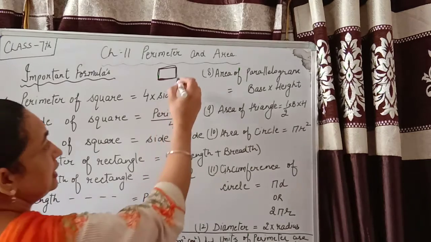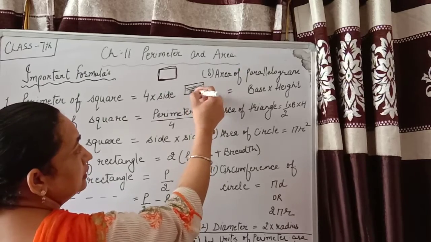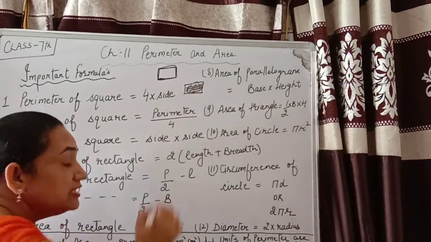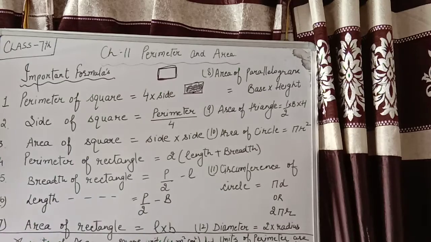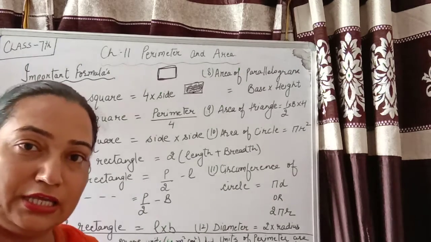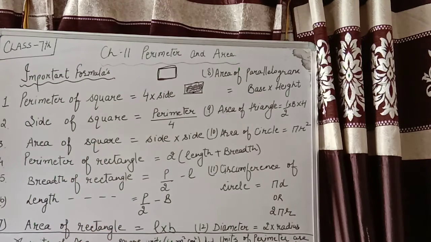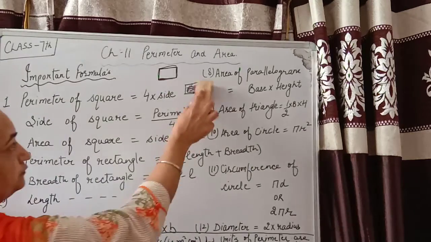And what is its area? Area is what? This one. The space occupied by a closed figure is called its area. So now move to the next topic, that is the important formulas.